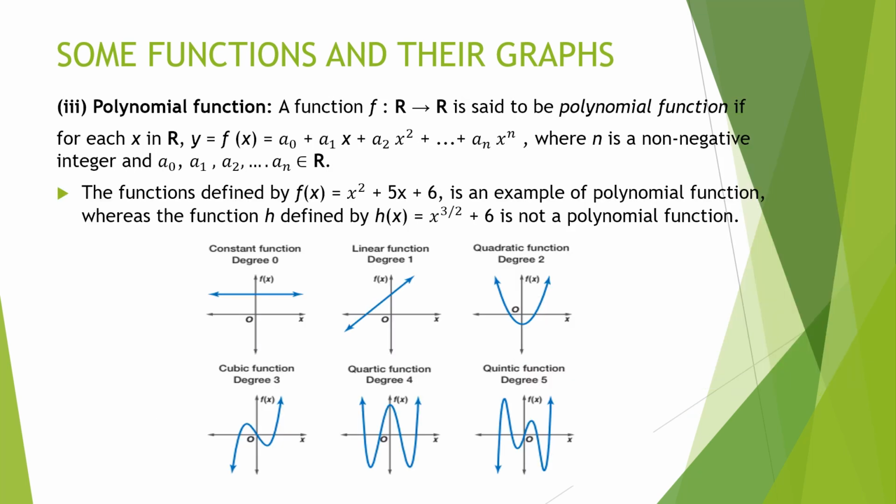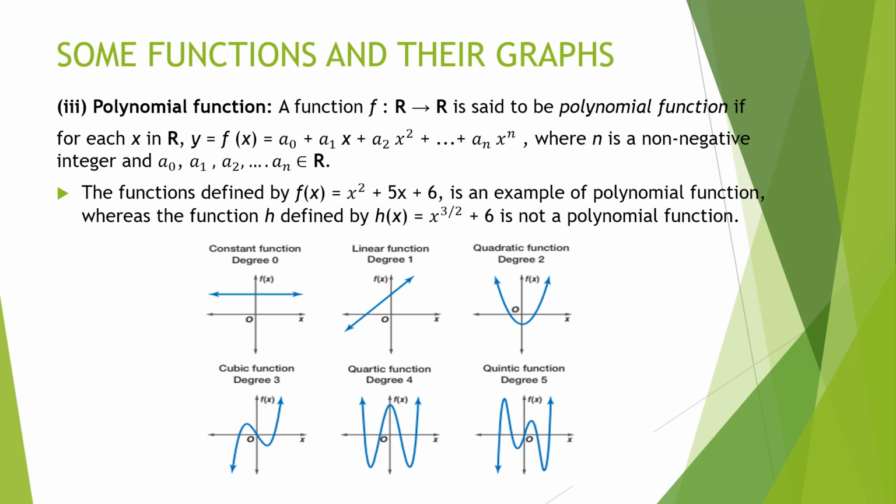Third one is the polynomial function. A function f from R to R is said to be a polynomial function if for each x in R, y = f(x) = a0 + a1x + a2x² + ... + an xⁿ, where n is any non-negative integer and a0, a1, ..., an belong to R.